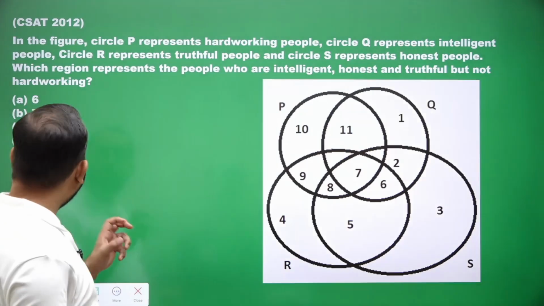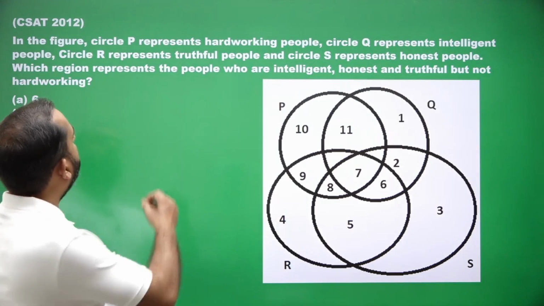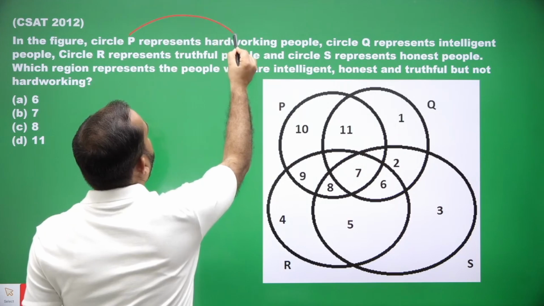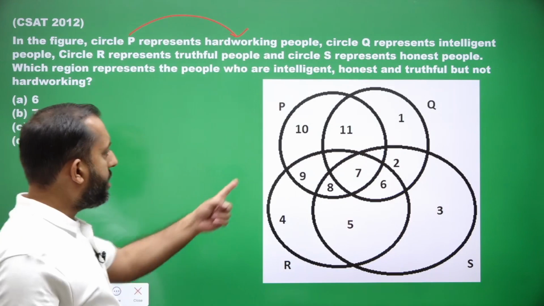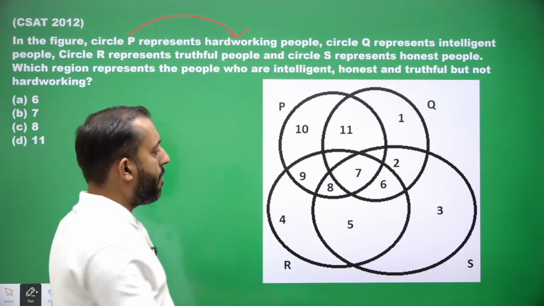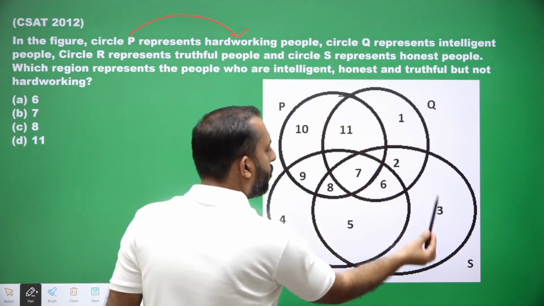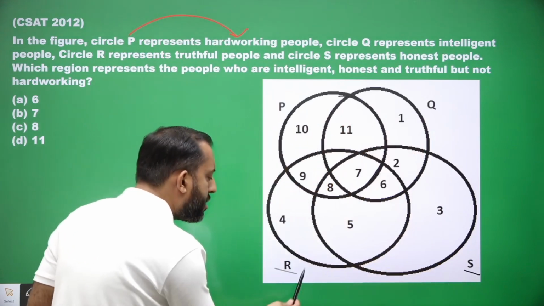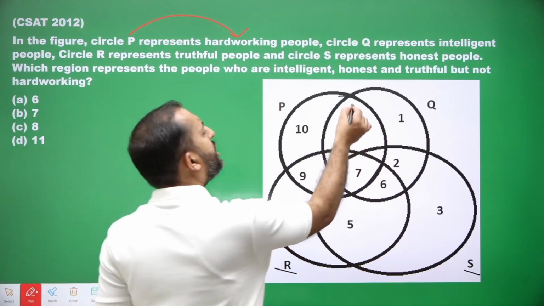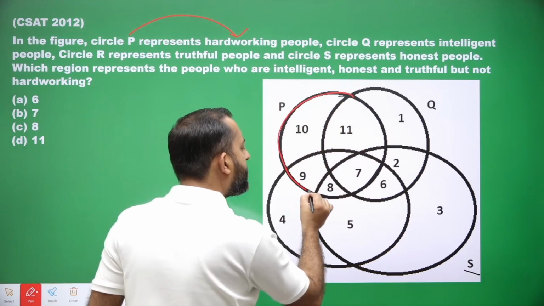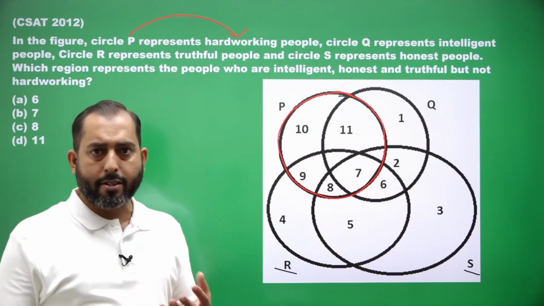So this is the very first problem. It is your logical Venn diagram. It says in the figure, P represents the total count of hardworking people. So you can see in this diagram, we have 4 circles. One circle is P, one more circle is Q, another circle is S, then there is one more circle, that is R. Now, out of these 4 circles, let's pay attention to the circle of P first.